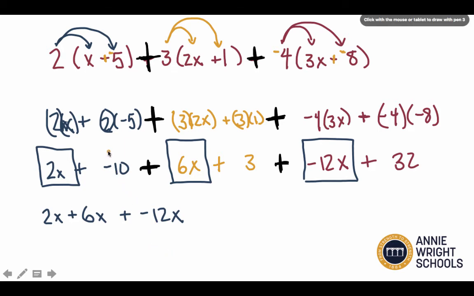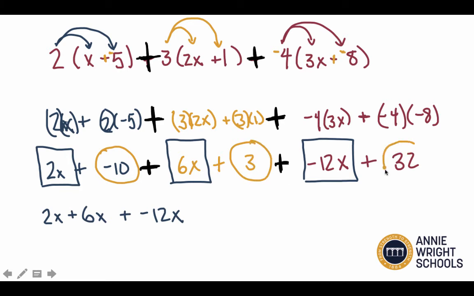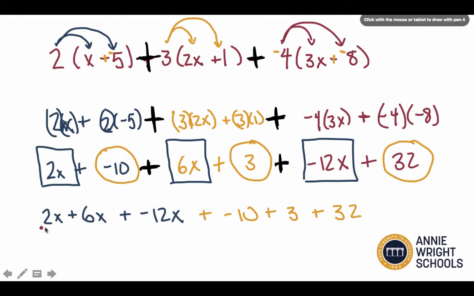Now I'm going to look for terms that might look like negative 10. That's just a number, no x's with it. 3 is just a number, no x's with it. 32 is just a number, no x's with it. So I'm going to add negative 10 with 3, and then I'm going to add 32. Now, if you want to, feel free to use a calculator to add this up, but if you don't need to and you want to practice without, that's good too.